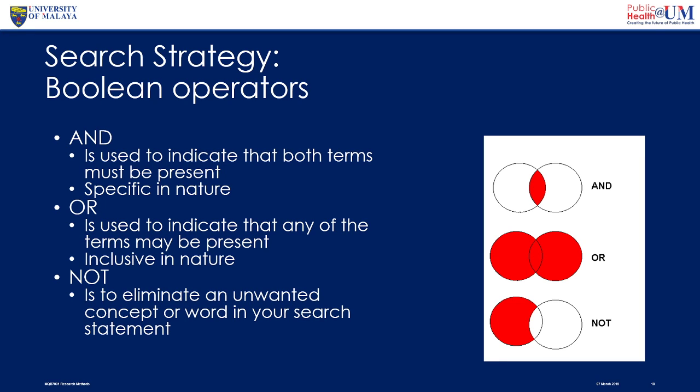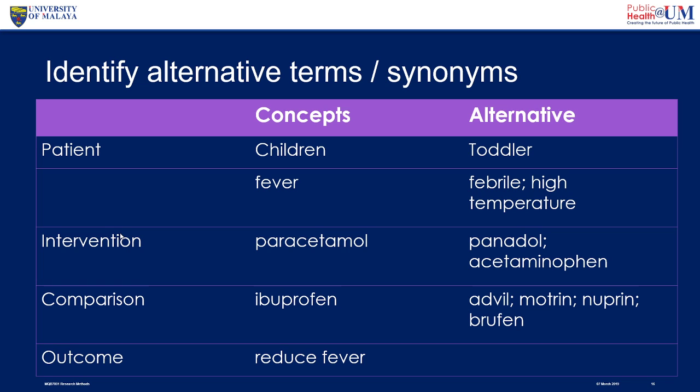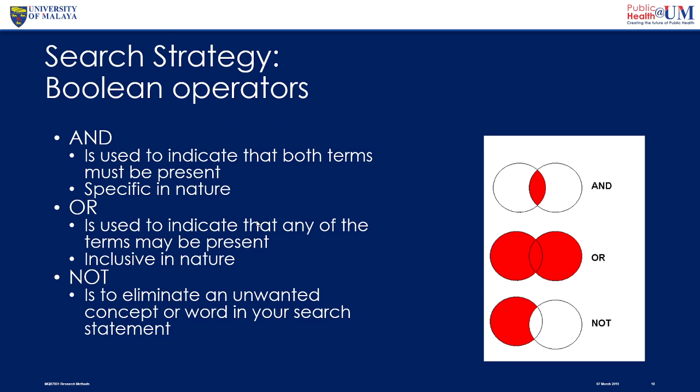So when do we use AND and when do we use OR? Let's go back here. For patient, we use OR because we have two alternatives. So for P, we use OR. Then between P and I we use AND, between I and C we use AND, and between C and O we use AND. Are you clear about that? So P is patient.